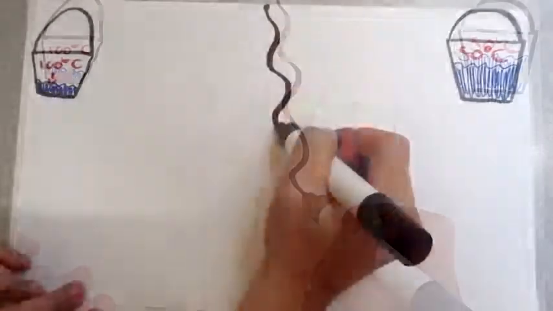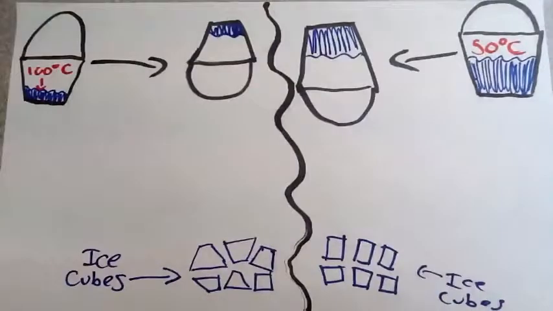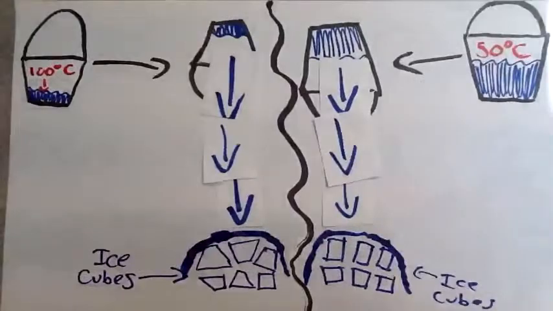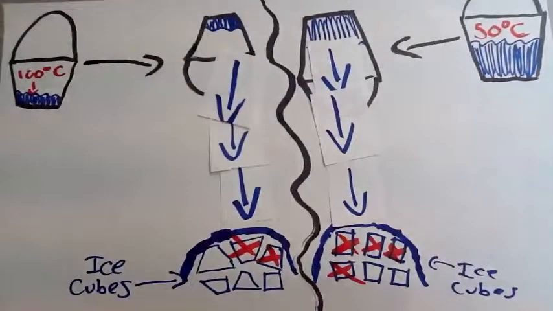A bucket with a little 100-degree water and one bucket with a lot of 50-degree water are dumped upside down. Although one has more heat, the 50-degree water will melt 2 more ice cubes than the 100-degree because it has more thermal energy.